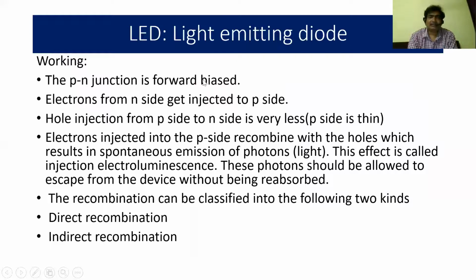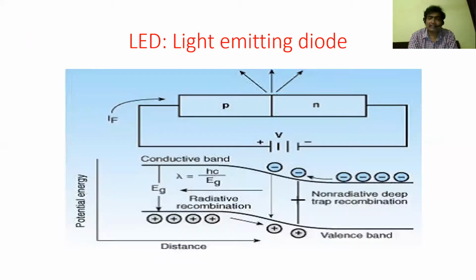Whenever the p-n junction is forward biased, electrons from the n side get injected into the p side. So this negative terminal pushes these electrons in the n region to the p side if the applied forward voltage is large enough, which means large enough to overcome the potential barrier. So now these electrons enter into the conduction band. Similarly, this positive terminal repels these holes into the valency band of the n region.